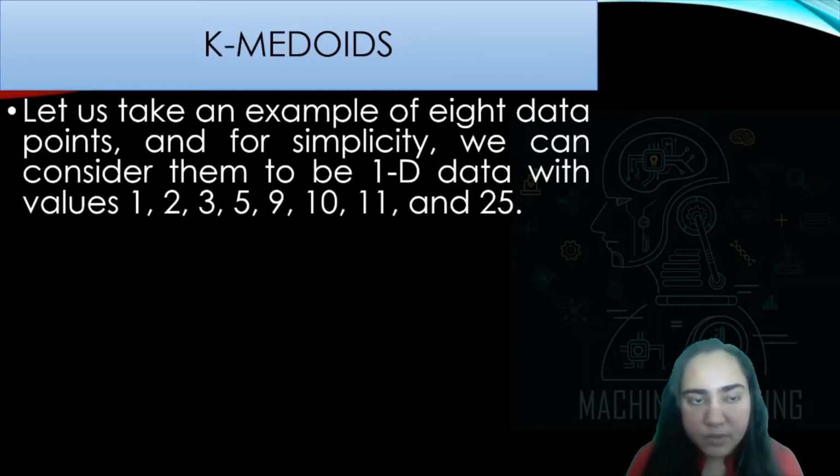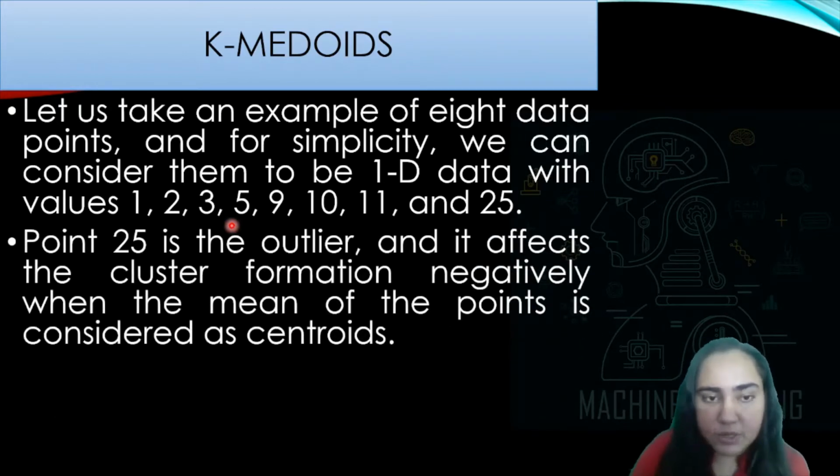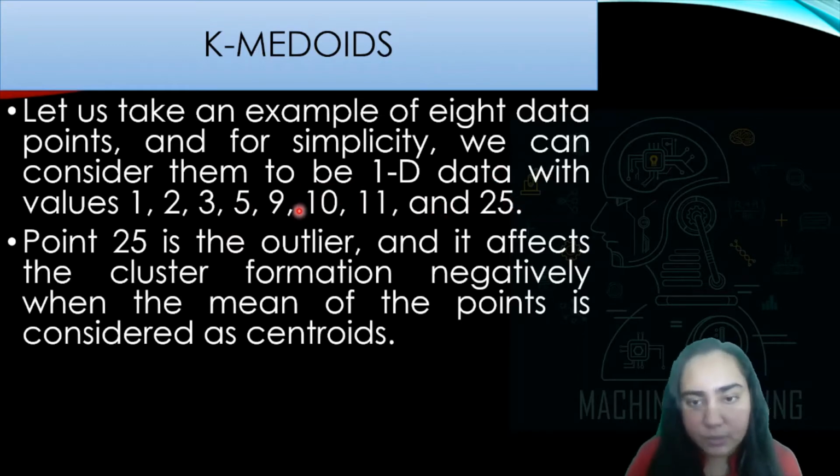We will take an example for that, and for simplicity, we will be using 8 data points and 1D data, which means one-dimensional. And these are the points 1, 2, 3, 5, 9, 10, 11, and 25. And clearly the point 25 must be an outlier because it's much higher than all the other points. And it is going to affect our cluster formation when we perform k-means clustering, because in k-means clustering, we try to do the clustering based on SSE, which is sum of squared errors, which is the distance of all the points from the centroid. And that is going to get affected by this 25 value, which is an outlier.